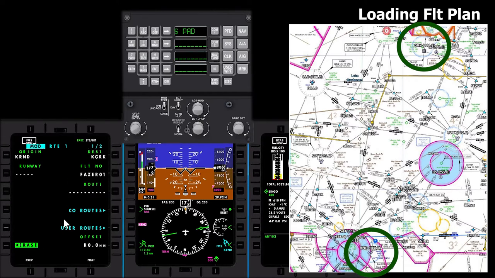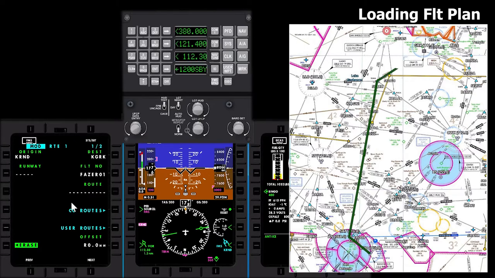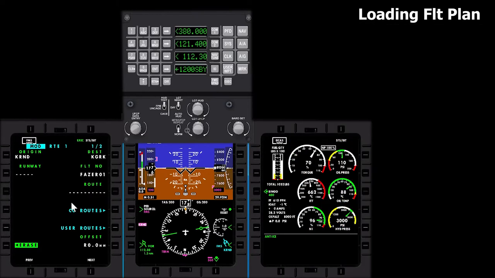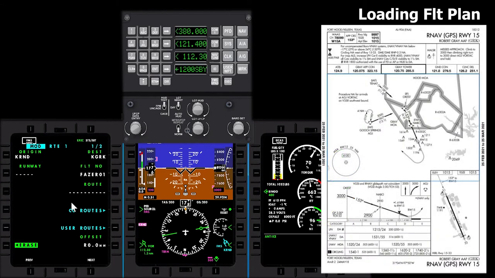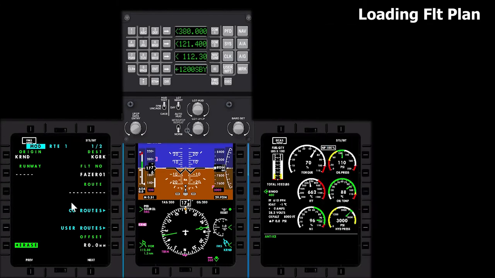Alright, it's going to say execute. Not going to execute it right now. The route that we have filed is going to be Randolph direct San Antonio, Victor 163 to Slim, and then Robert Gray. And we're expecting the GPS approach into 1-5 full procedure. We'll load that up here in a little bit, but I'll show you how to easily put this route in using the FMS.